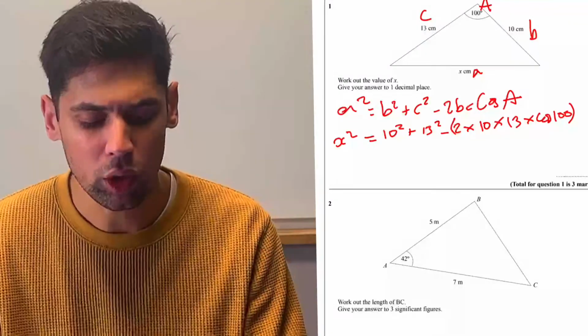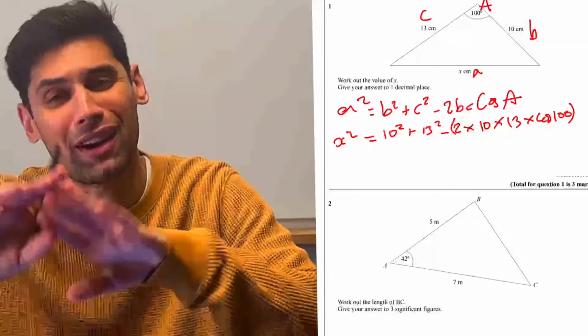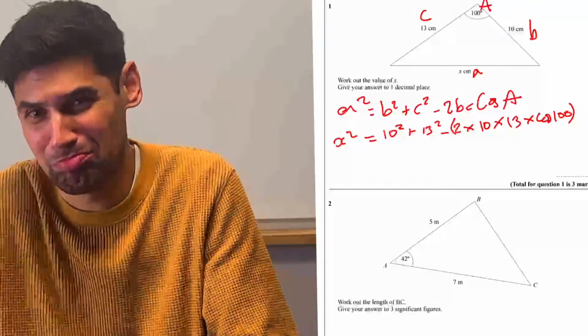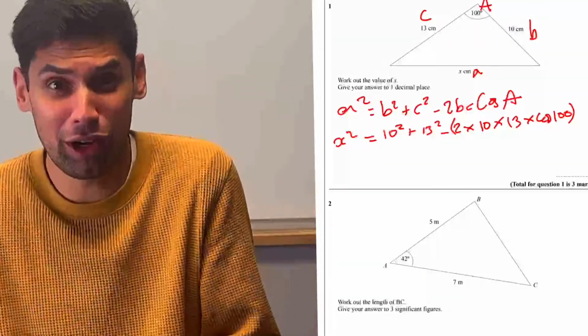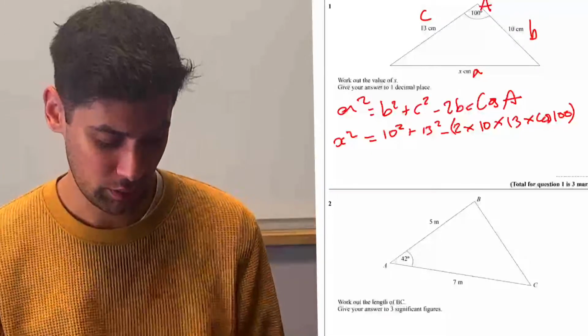A lot of teachers say, do every bit individually and get your 10 squared, get your 13 squared. But forget that. Shove it into your calculator. You have a calculator for a reason. It's clever. It's cleverer than all of us put together, pretty much. So just do it.